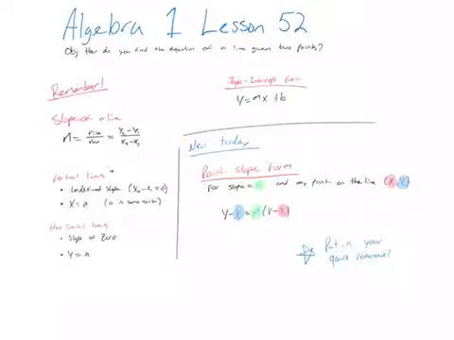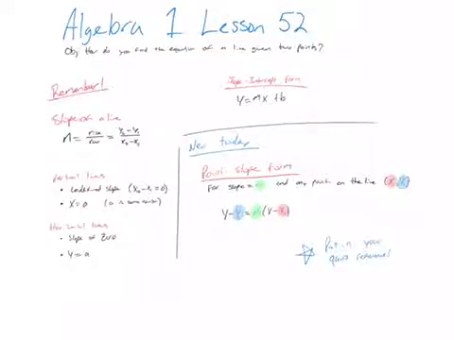Also remember vertical lines have an undefined slope, meaning that the denominator is 0. The x2 minus x1 is 0. So it'd be like a vertical line. Those are undefined slopes, and they have the equation x equals a number, like x equals 2 or x equals negative 1/7. That's just where it crosses the x-axis.